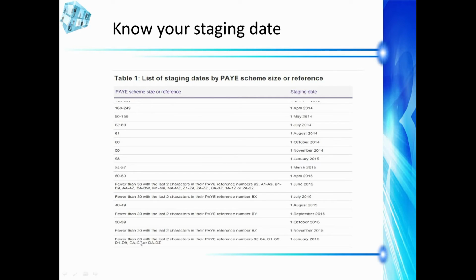When you get to less than 30 employees, it's broken down into the last 2 digits of your PAYE reference as well. And the reason for that is that the vast majority of employers in the UK have less than 30 employees. And therefore, by breaking it down to the last 2 digits of their PAYE reference, it means that they can spread the load of people auto-enrolling. However, in 2016, there will be months where greater than 130,000 employees will have their staging date. All employers will be on board by the time we get to April 2017.